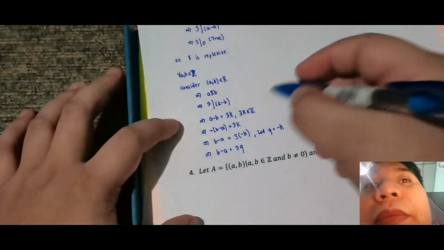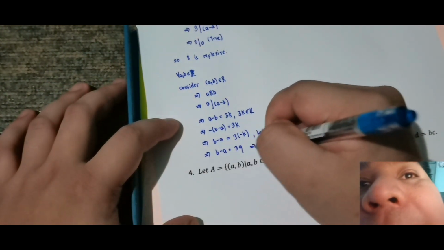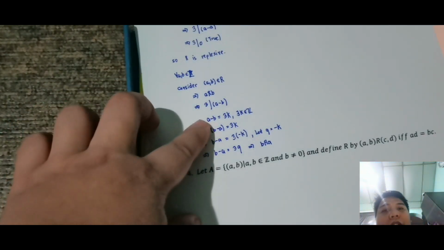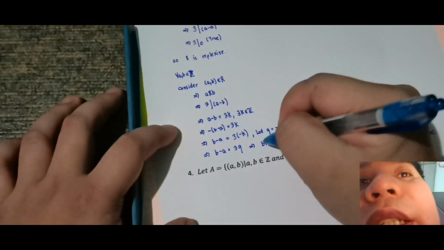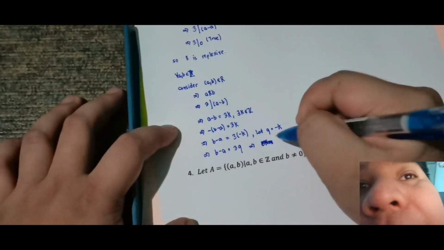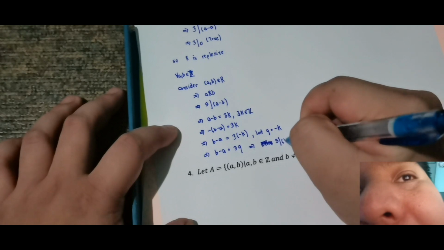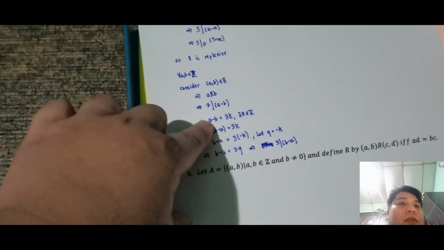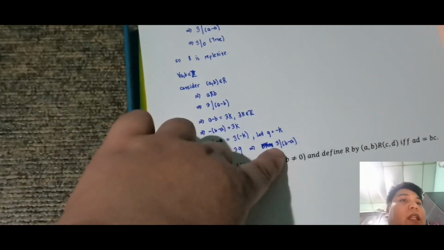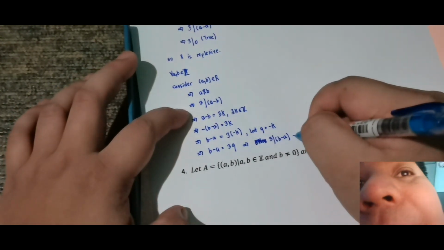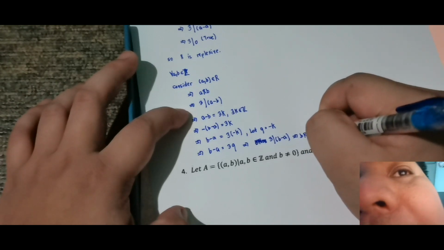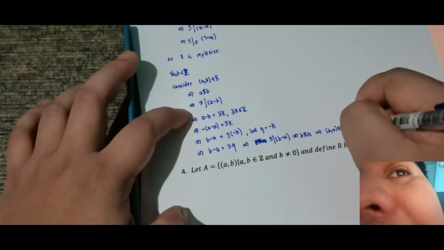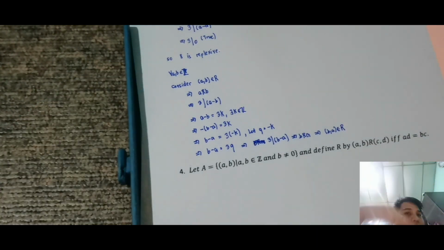Ngayon, pag binalik ko yan, this implies that B is related to A. Kasi ganun nangyari. This implies that 3 divides B minus A. Tama ba? So, ayun kasi balik eh. Pabalik dun. 3 divides B minus A, which implies that B is related to A, which implies that B, comma A is an element of R. Okay, so sundan nyo na lang ha.